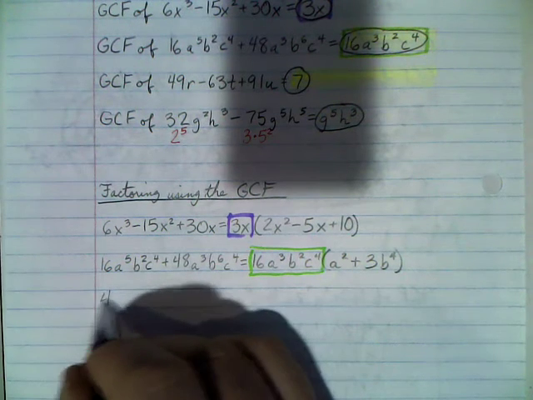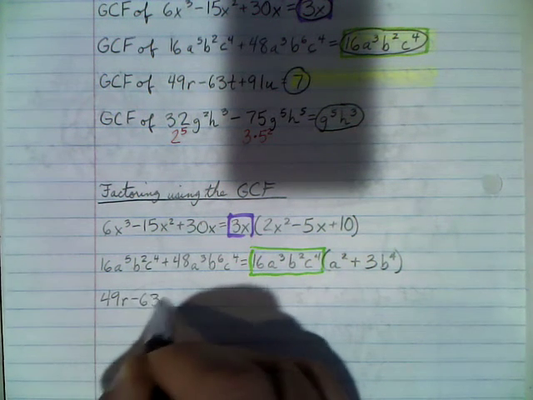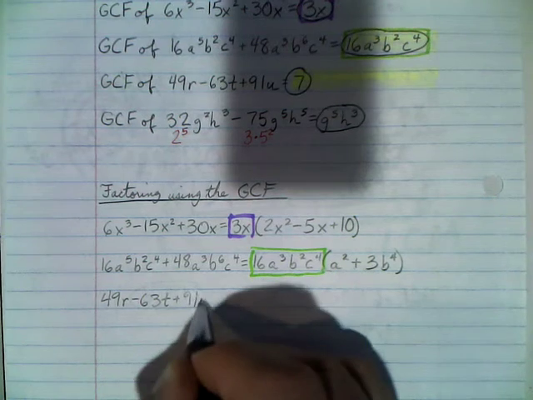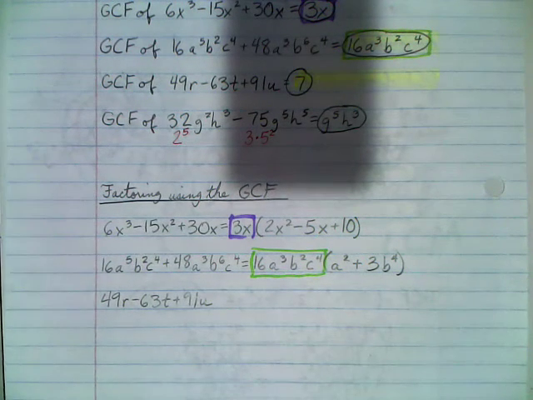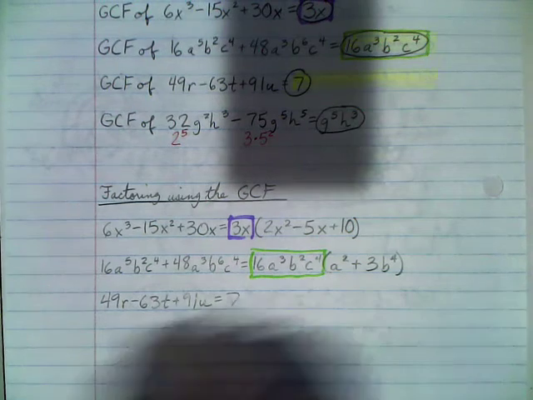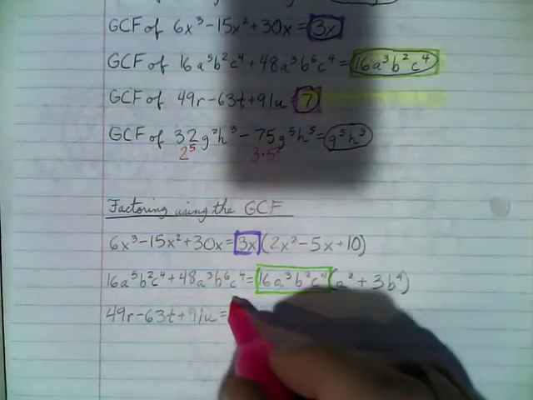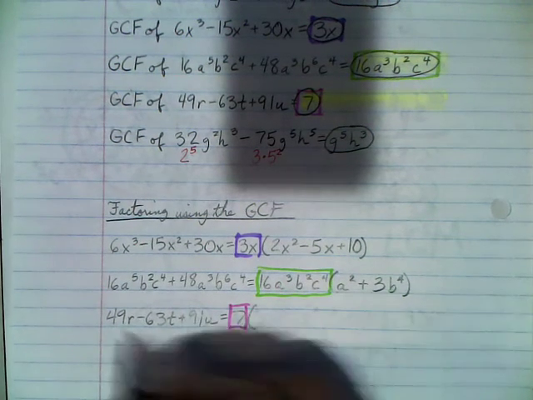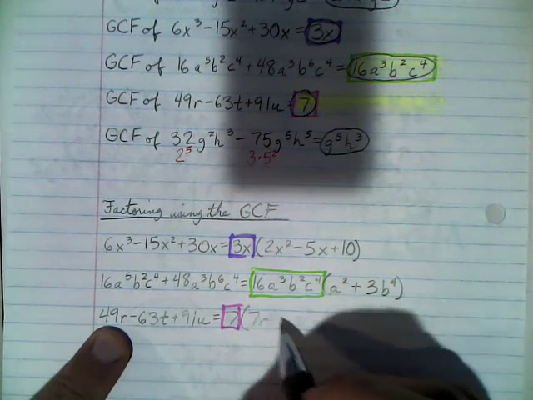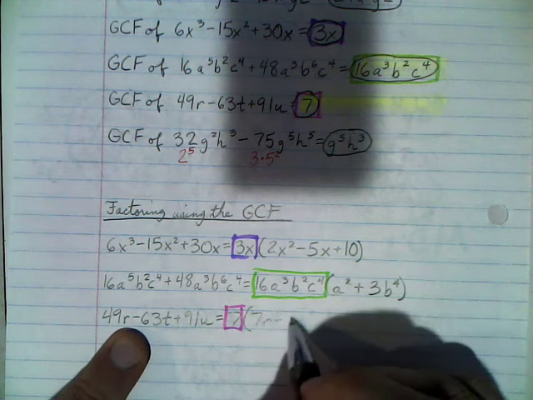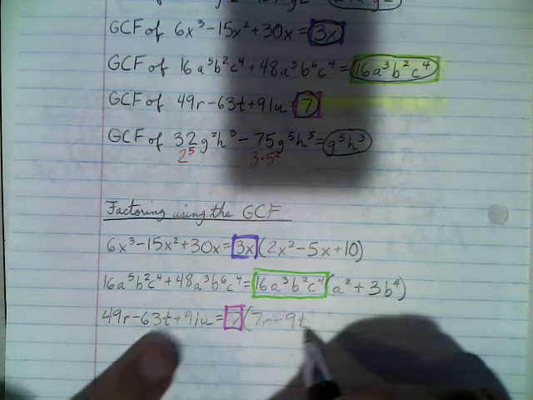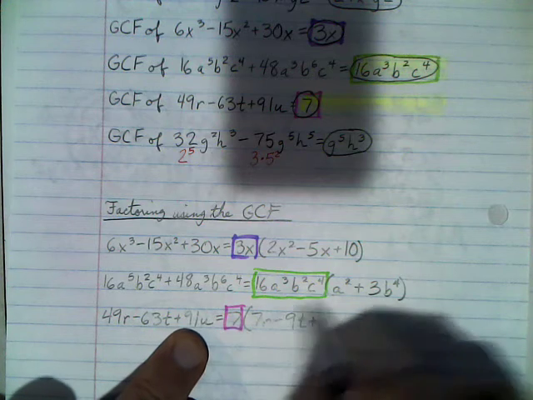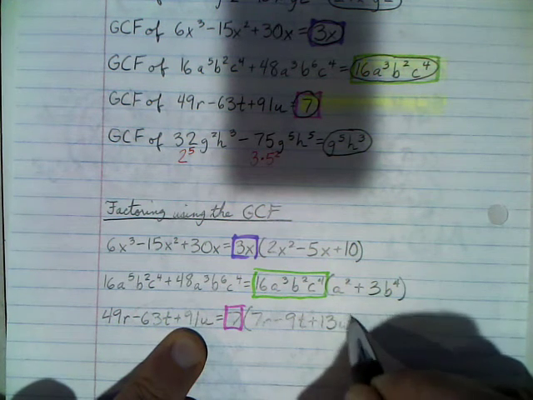All right, next up, 49r minus 63t plus 91u. And we already know that the GCF here is 7. I happen to grab my pink highlighter this time. And so if I pull a 7 out of this, 7 out of 49 is 7, still has the r. 63 divided by 7 is 9, still has the t. And then 91 divided by 7 is 13, still has the u.